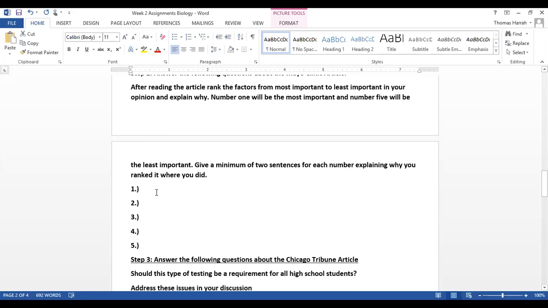You need to talk about that way, whatever it is, not smoking, not doing drugs, exercise. You're going to talk about it and tell me why you think it's the most important, the least important, or in the middle somewhere like that. All right? So 2 sentences for each number. 2 sentences for number 1, 2 sentences for number 2, for all of them.